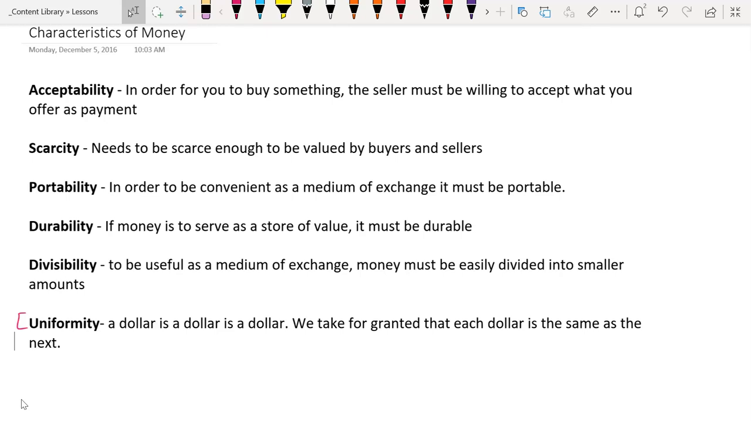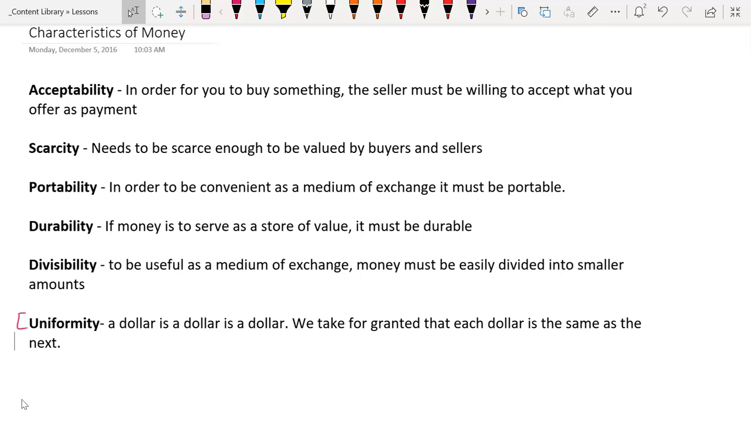It needs to be portable. So money needs to be able to be, if you're going to use it to buy something, you need to be able to transport it. So hence why gold bars, as they were originally intended, aren't very good sources of money, because you buy something, let's say you bought a car, you'd have to wheel in the equivalent amount of gold. That's very heavy and very hard to do.